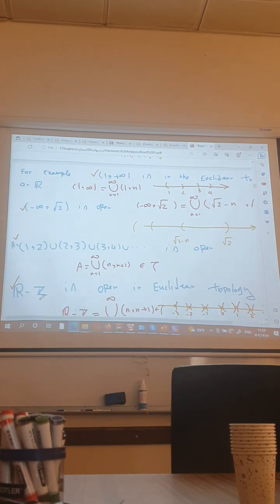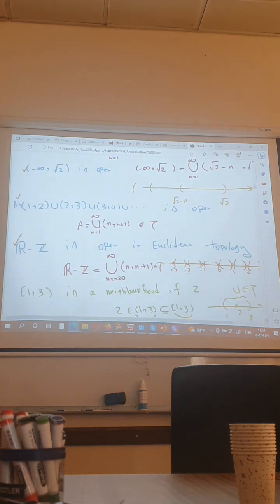And R minus Z is open, where Z is the integer numbers, okay? 1, 2, 3, 4, or minus 1, minus 2, and 0. R minus Z equal to this. You must remove the integers, okay? So remind these intervals, okay? R minus Z equal to this union, and this union must belong to tau. So this is an open set. All of these are open.